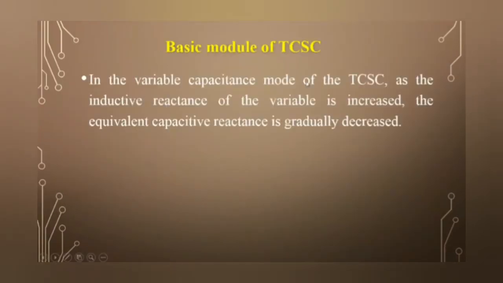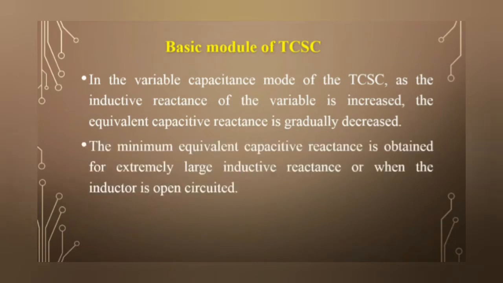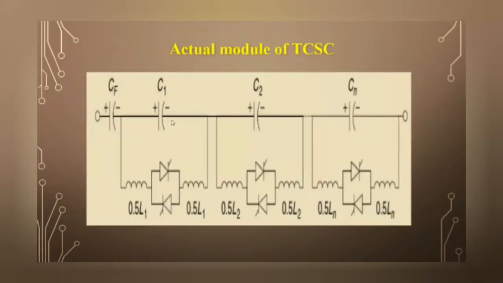In the variable capacitor mode of the TCSC, as the inductive reactance of the variable inductor is increased, the equivalent capacitive reactance is gradually decreased, and the minimum equivalent capacitive reactance is obtained for extremely large inductive reactance, or when the inductor is open circuited. This is the actual module of TCSC. A number of LC combinations are connected in series, so that is the actual module of TCSC.